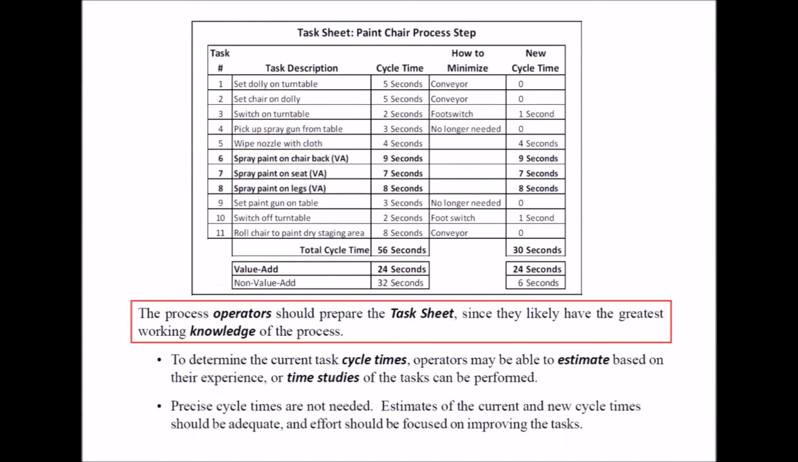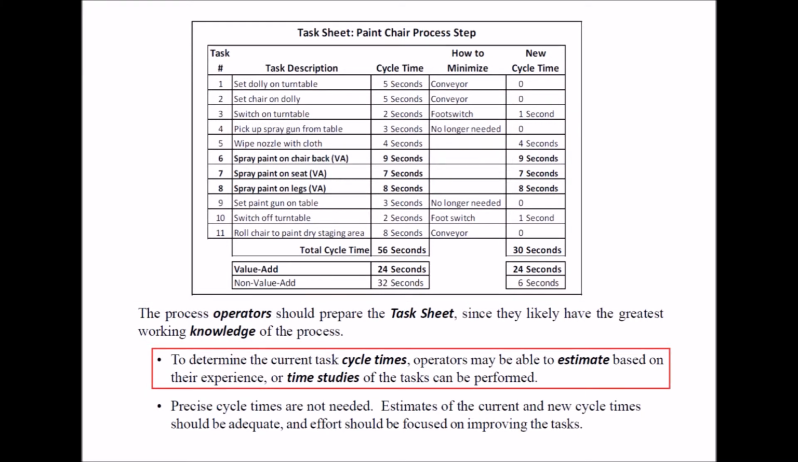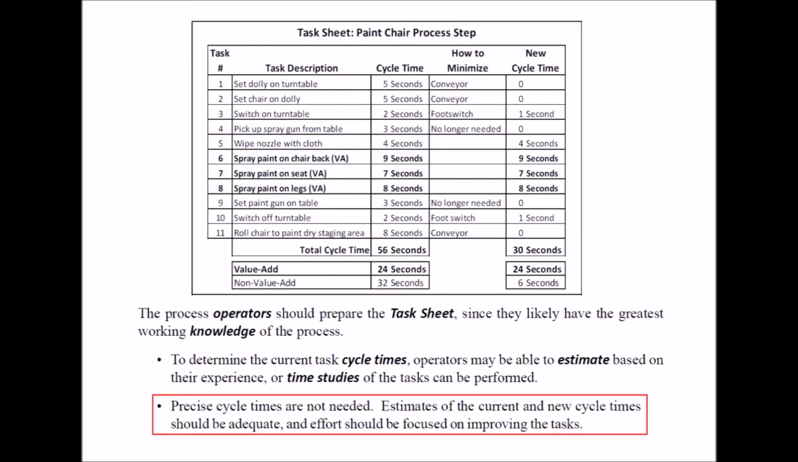The process operators should prepare the task sheet since they likely have the greatest working knowledge of the process. To determine the current task cycle times, experienced operators should be able to estimate based on their experience, or time studies of the task can be performed. Precise cycle times are not needed. Estimates of the cycle times should be adequate, and effort should be focused not on trying to nail down the cycle times, but rather on improving the task.